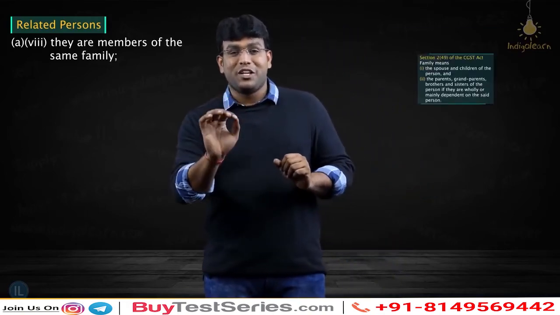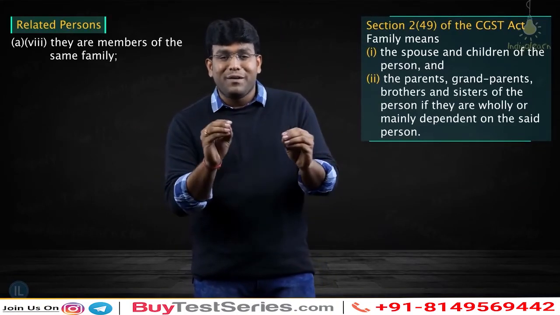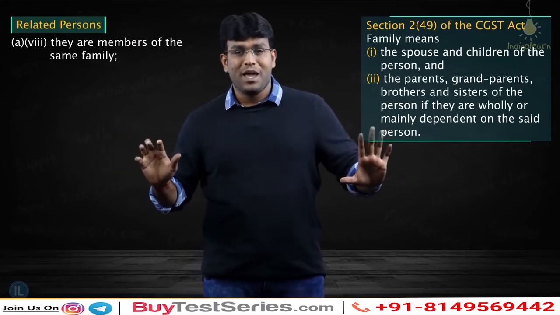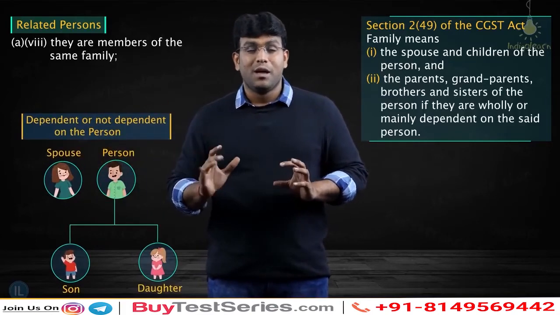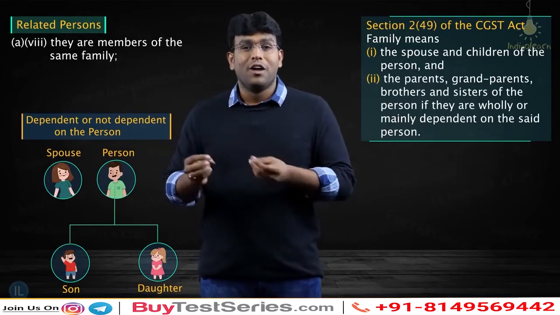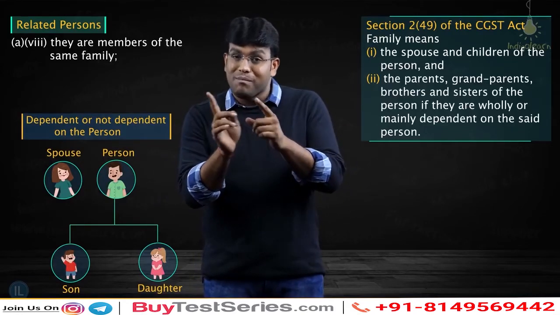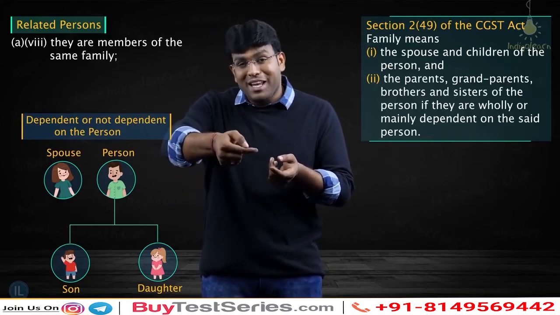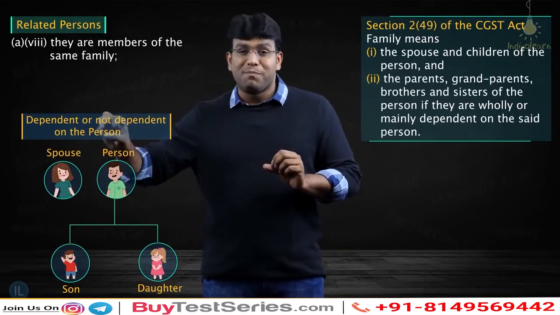And in GST law, they define the family with the words family means. Section 249 defines what is family. And the good thing they have done is they divided the definition of family into two parts. Part 1: who is covered in family? Part 1 is spouse and children. People always tell spouse means wife, but it's not just wife. For wife, husband is spouse. For husband, wife is spouse. So related person also covers members of the family. Members of the family is defined by 249. And in 249, family has two parts. What is part 1? Spouse and children.